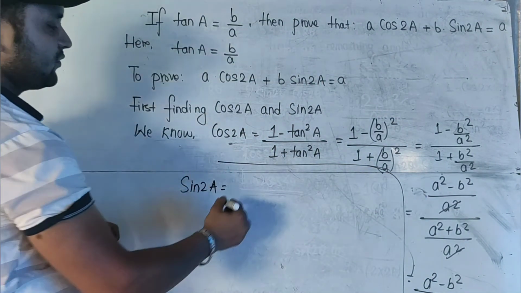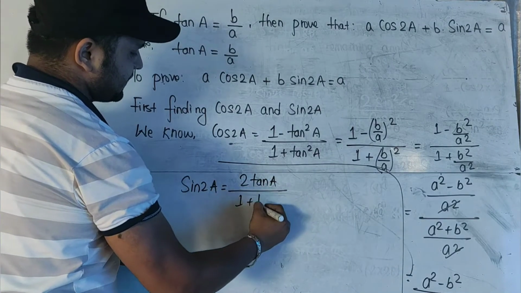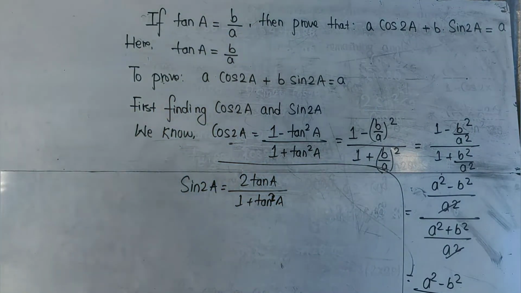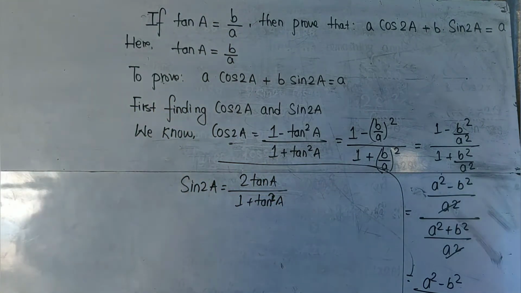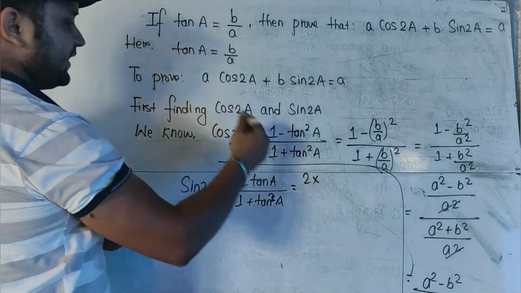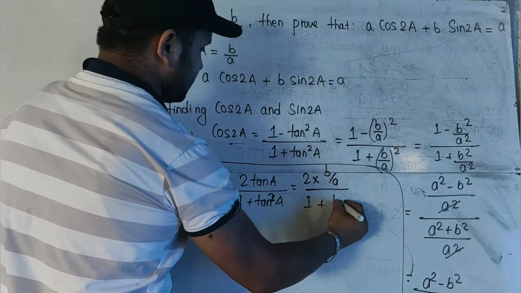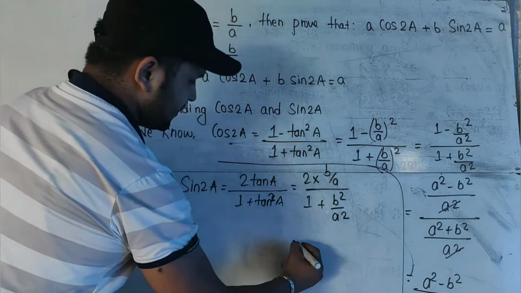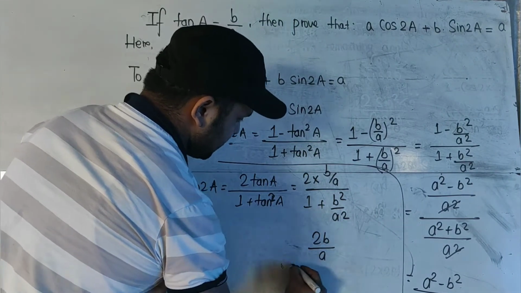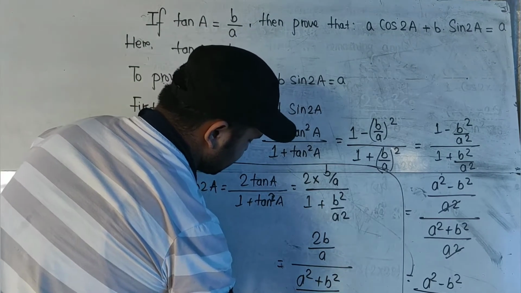Now we'll also find the value of sin 2A. We also know that sin 2A equals 2 tan A divided by 1 plus tan square A. We know the formula of sin 2A, 2 tan A divided by 1 plus tan square A. So 2 will be 2. We have the value of tan A here, b by a. 1 plus tan square A here will be b square by a square. So on further solving, we'll have 2b divided by a upon a square plus b square by a square.